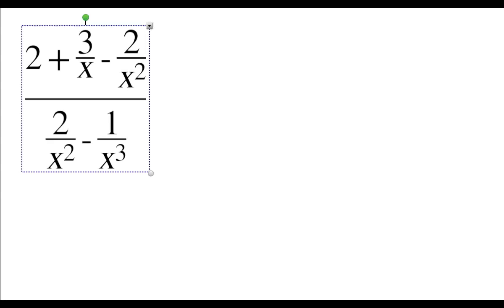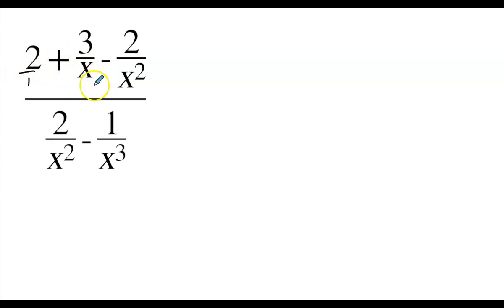I'm going to tackle this again with finding the LCDs of each one. LCD of the first one, I have 2 over 1, x, and x squared. Right? I can't take away from x squared. I can only just build on it.